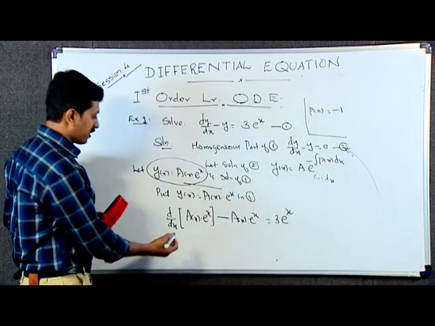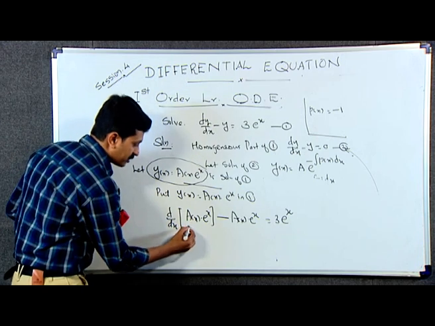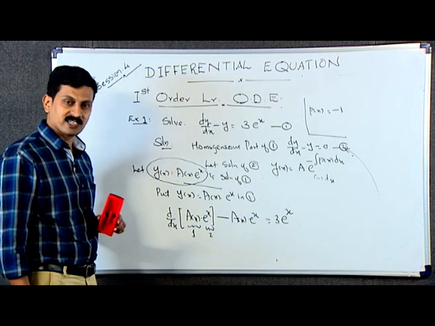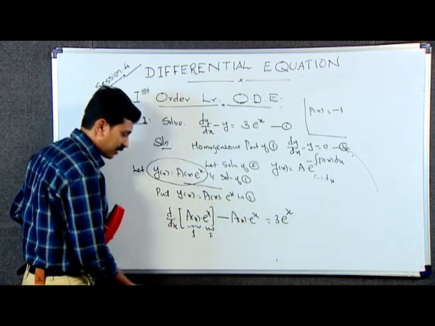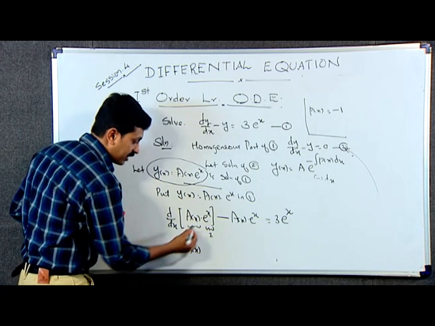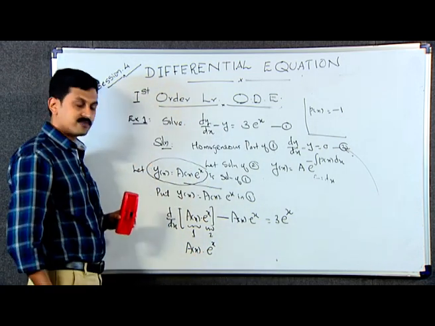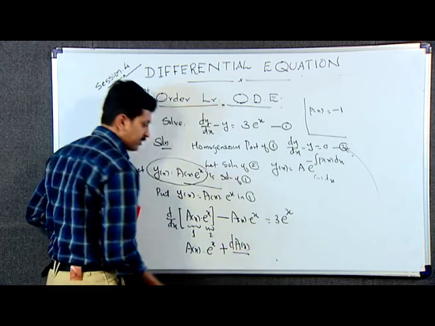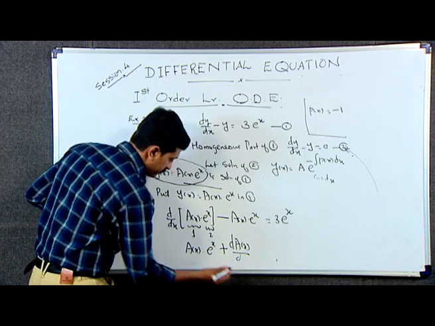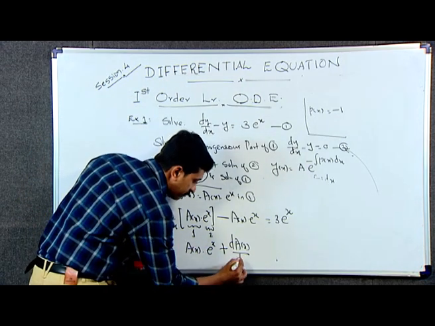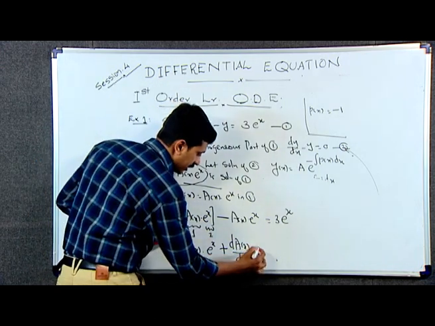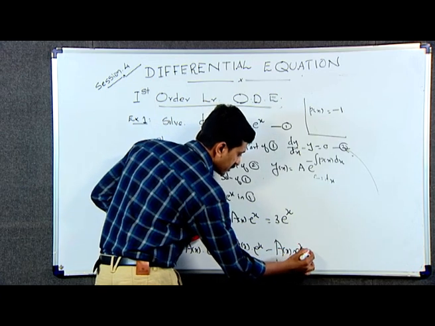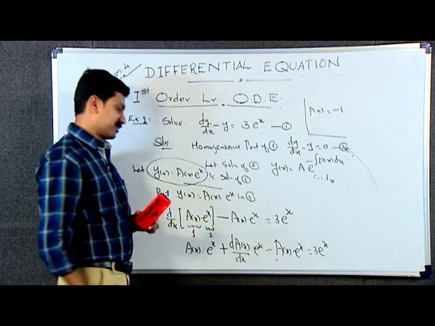We can differentiate d by dx of a of x into e raised to x. We can treat a of x as the first function and e raised to x as the second function. So, the derivative is the first function a of x into the derivative of e raised to x, that is e raised to x, plus a of x into the derivative of a of x, da by dx, into e raised to x, minus a of x into e raised to x is equal to 3 e raised to x.